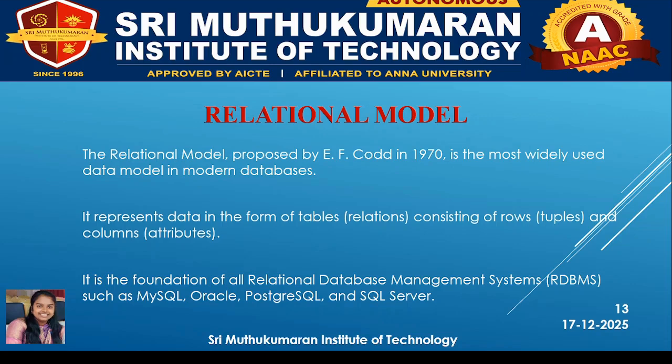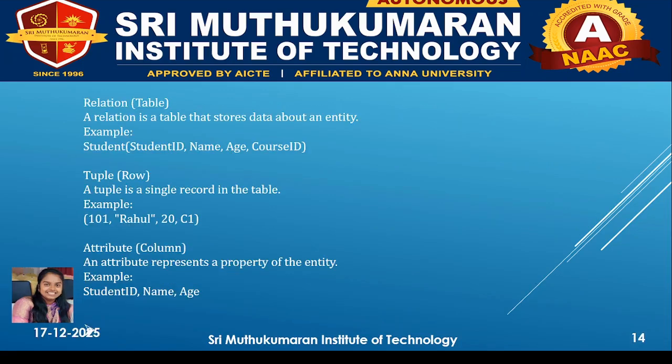See, relational model is a database model that represents data in the form of tables, like rows and columns. In that, rows are considered as tuples, columns are considered as attributes. And then moving on to basic terminology: relation as table, tuple as row, attribute as column, domain as the set of allowed values for an attribute. And then we have primary key and foreign key. Primary key uniquely identifies each row. Foreign key links one table to another.